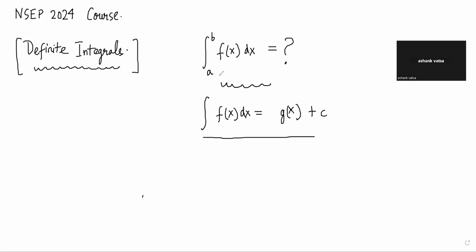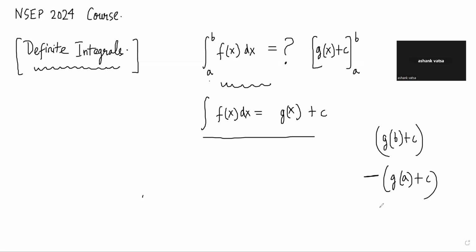What do you understand by this? Integral a to b f(x) dx. What is the meaning of that? We integrate f(x) and then put a in it and then subtract it with b in it. No, you are saying it opposite. You first have to put b, g of b plus c, and then subtract g of a plus c, right? So you will get g of b minus g of a. That will be your answer for integral of a to b f(x) dx, right?